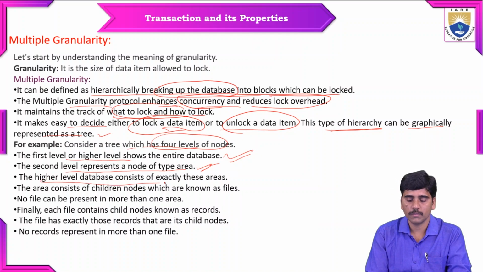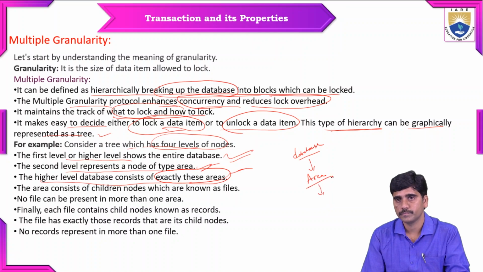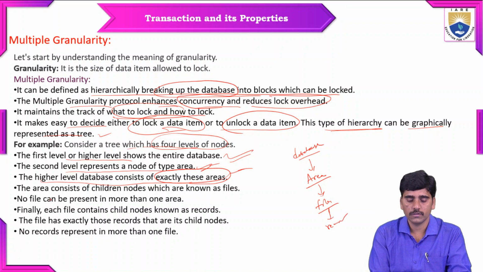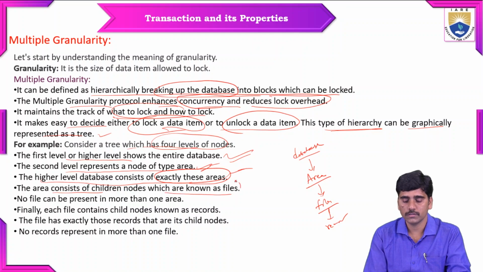The higher level database consists of exactly these areas. So the database is the higher level and it contains what? Areas, which contain files, which contain records. Here the area consists of children nodes which are known as files.